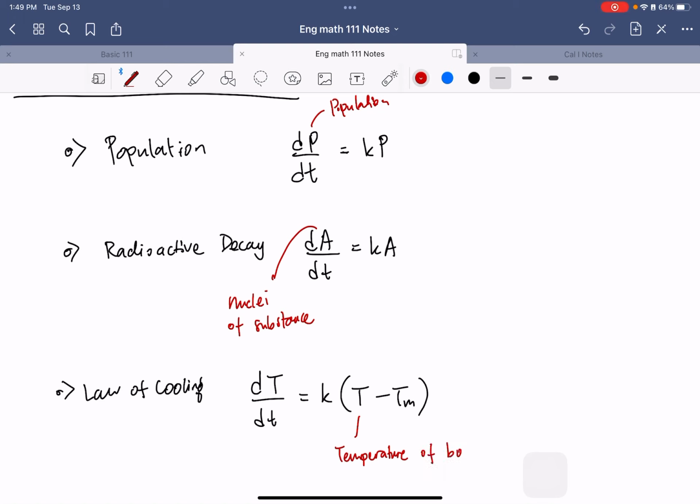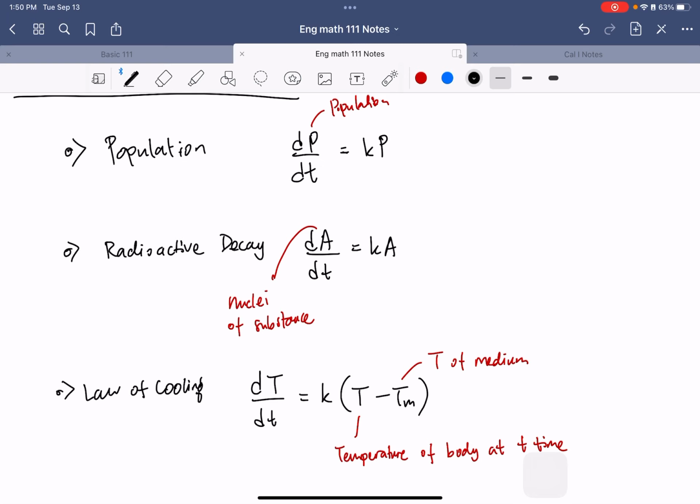Let's say of a body at time t. And then the Tm is the temperature of the medium, or we can say the environment. So we can say it's cooling, but it actually works for warming. It's the same thing. It depends on the rate, whether it's going to increase or decrease the temperature.